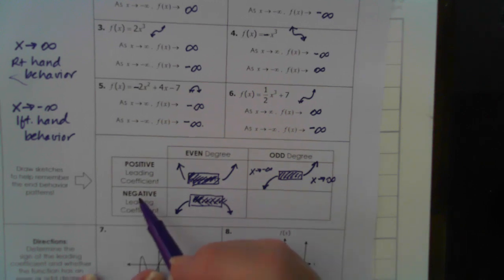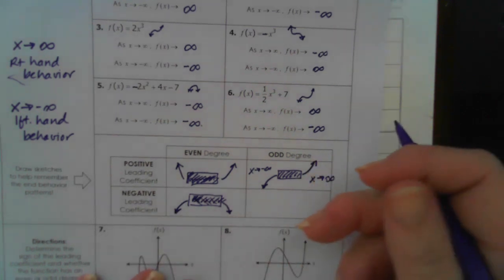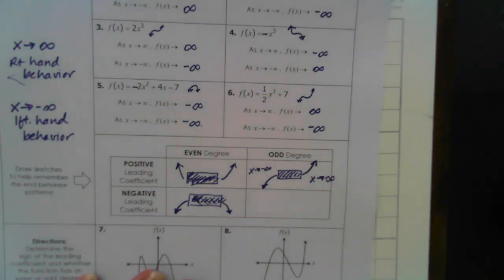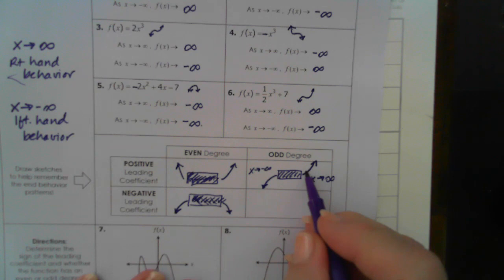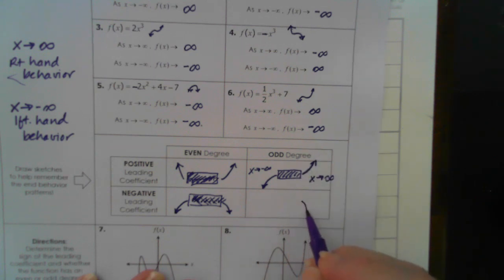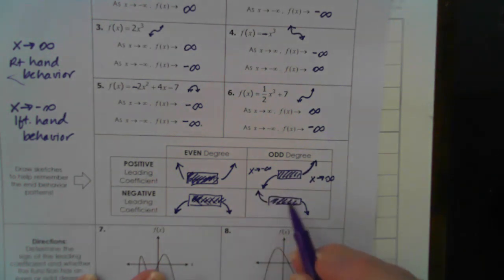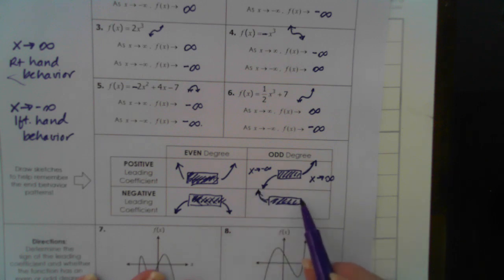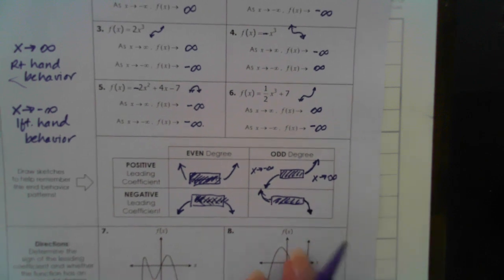When our leading coefficient is negative, it flips this. It flips it over the x-axis, is what it does. And when that happens, the right-hand side, instead of going up, is going to go down. And instead of going down, it's going to go up. And what's happening in between, we don't really care. But the end behavior is, as x approaches negative infinity, the function would be going up, and as x approaches positive infinity, this function is going down towards negative infinity.